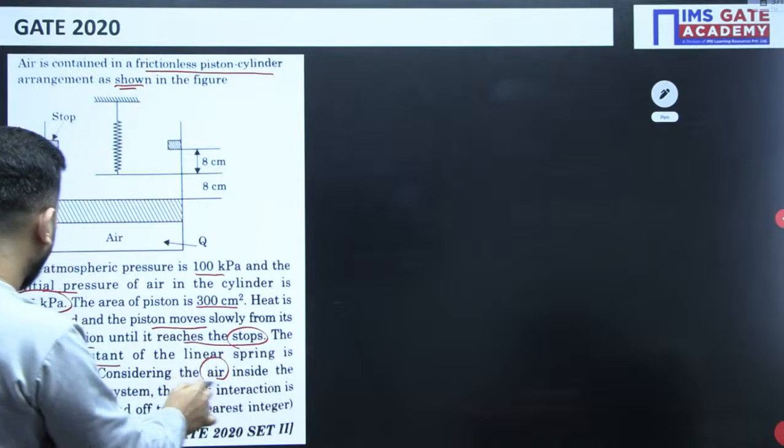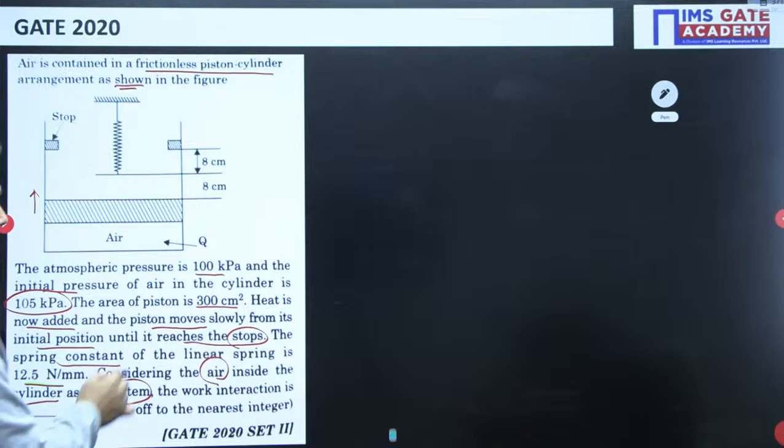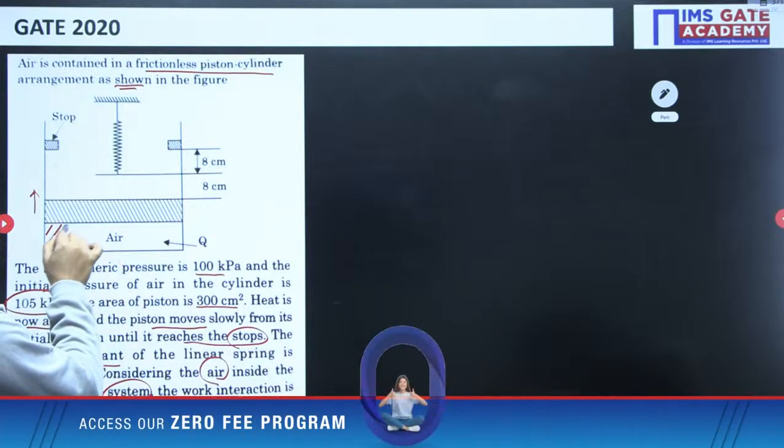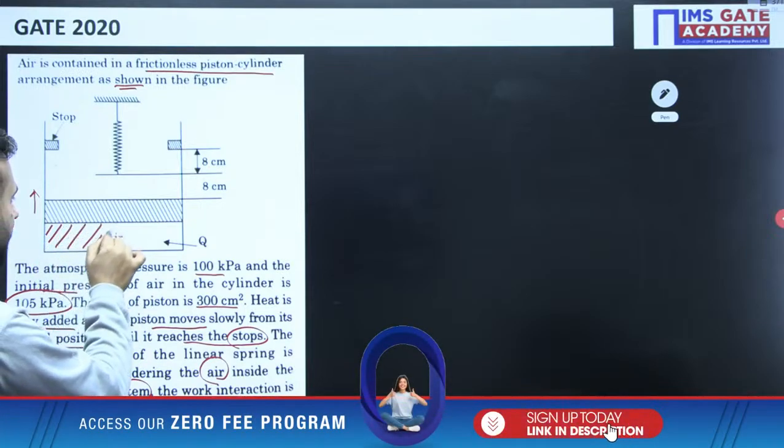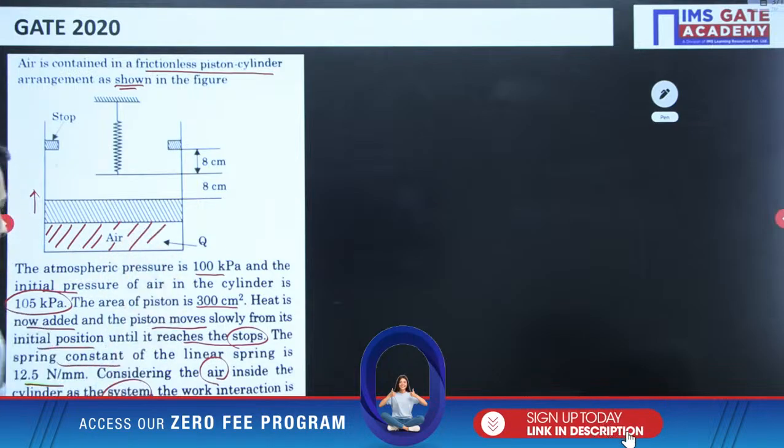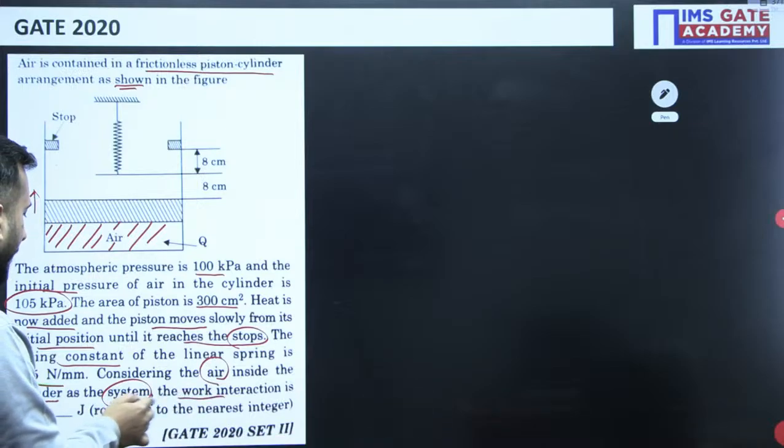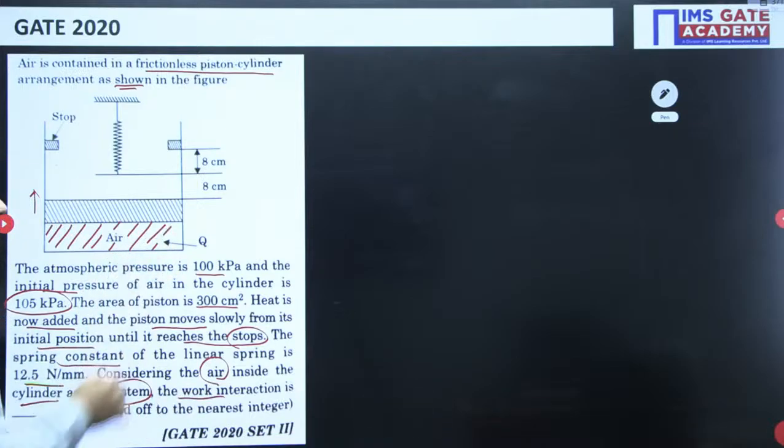Considering the air inside the cylinder as your system. So this is your system, the air which is there inside the cylinder is the system. So what is the work interaction over there?